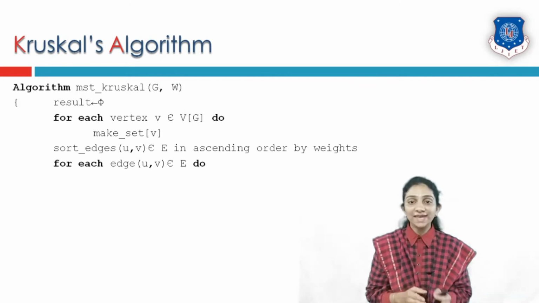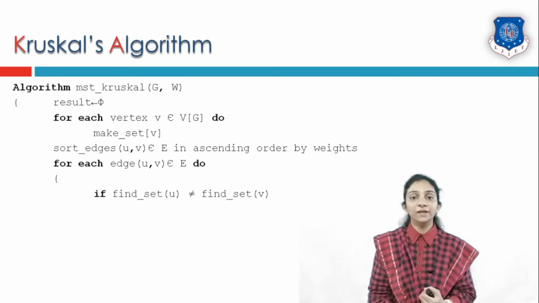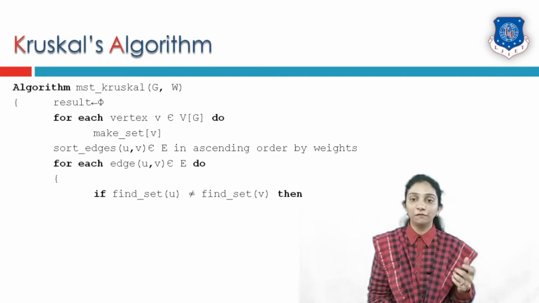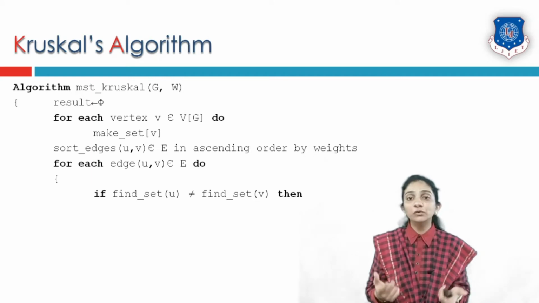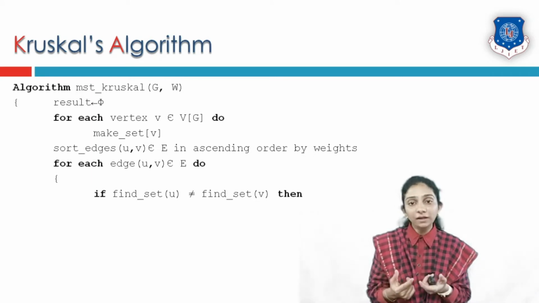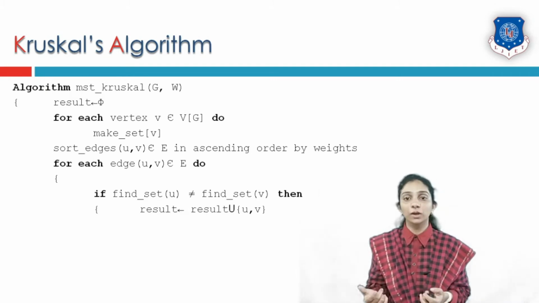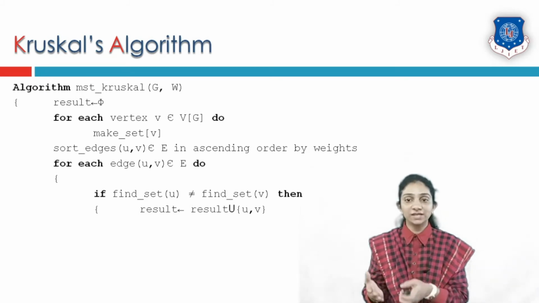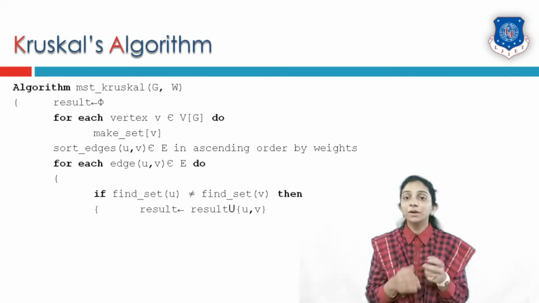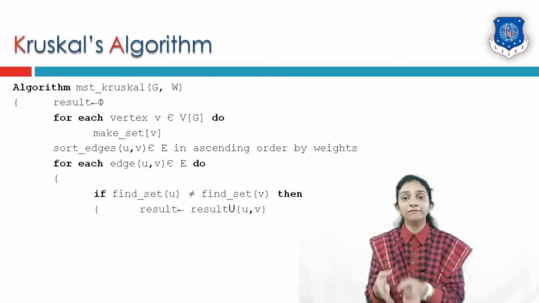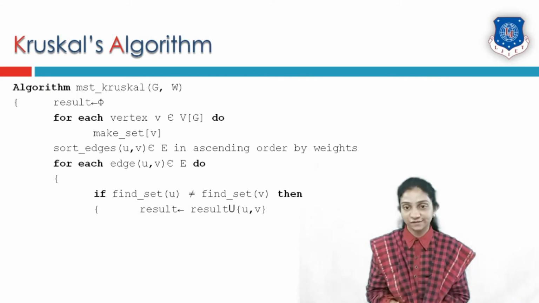After sorting, we will check each and every edge of set E. That is, for each edge u comma v in E, we find the vertex set of u and find the vertex set of v. If these two sets of vertices are unequal, that means the element in u and the element in v are unequal, we will take the resultant edge with the union of the result set. So initially my result is empty, but we have to take this result union with an edge u comma v and store it inside the result set again.